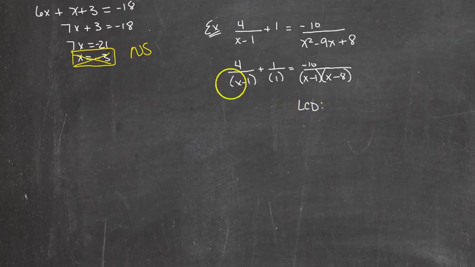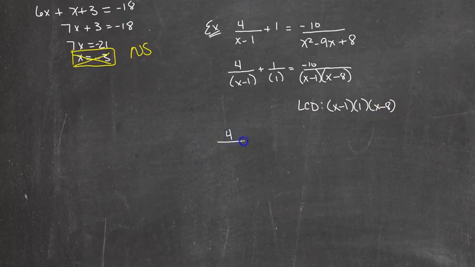So start with the first fraction. I have a factor of x minus 1 in the denominator. Second fraction, factor of 1. I don't really have to write it down, but I'm going to just to make the point. Second, I need an x minus 1, but I already have one, so I'm not going to write it down again. x minus 8, x minus 8. So this is my lowest common denominator.